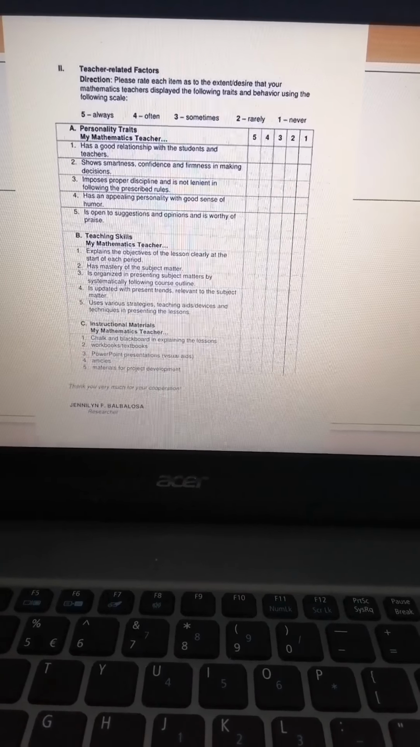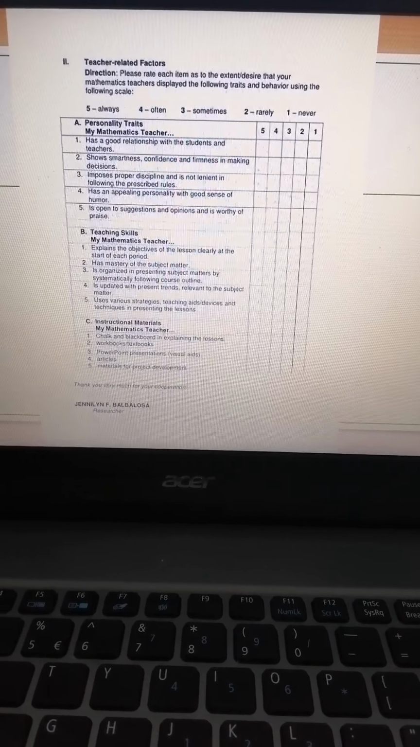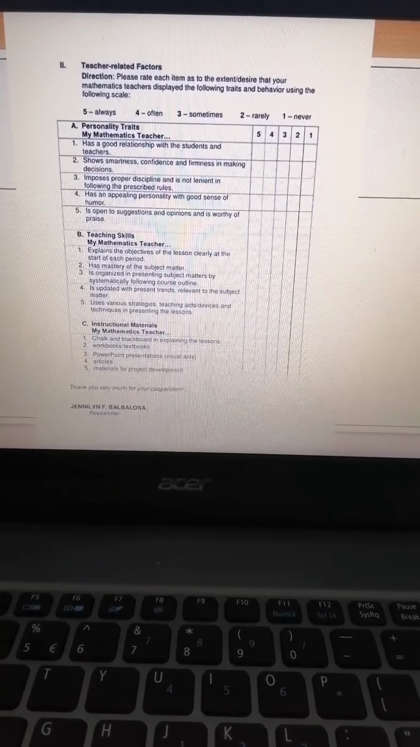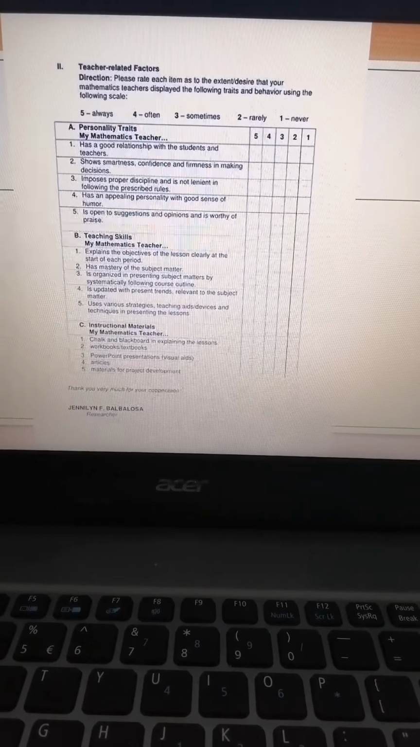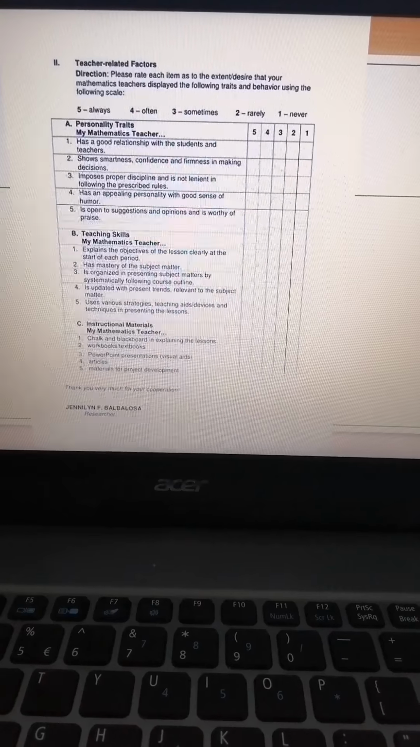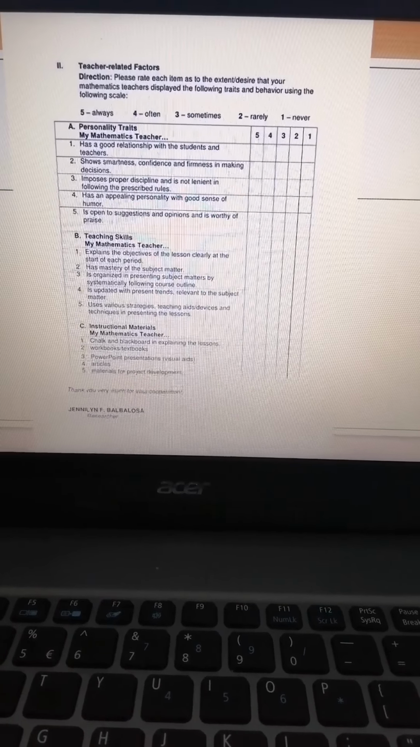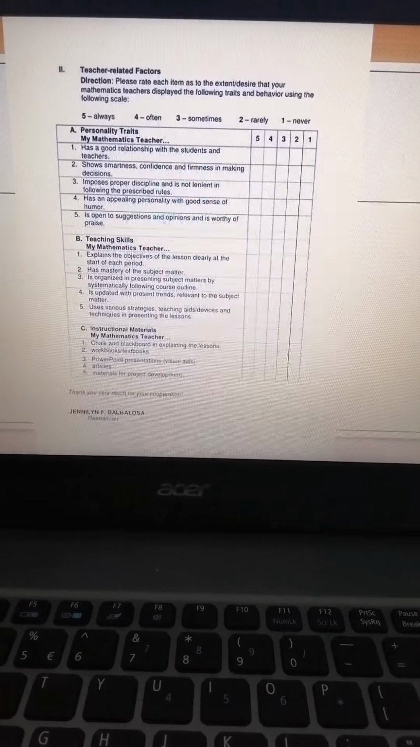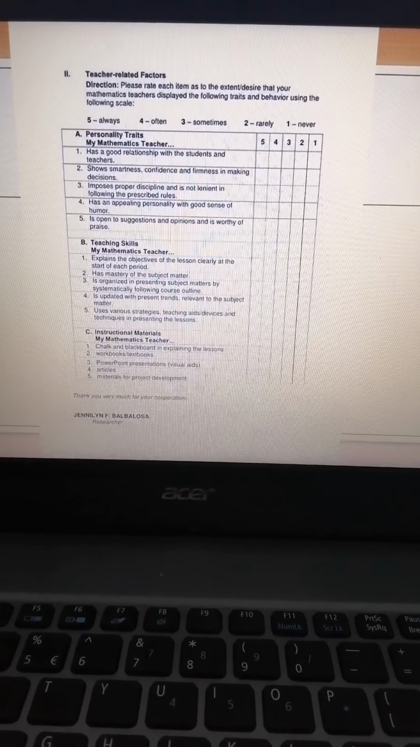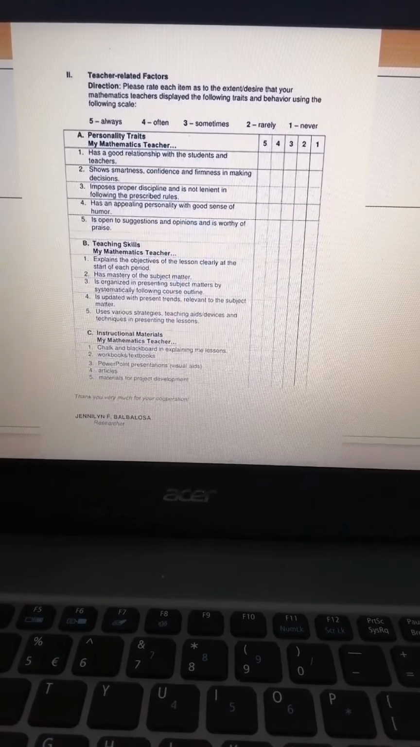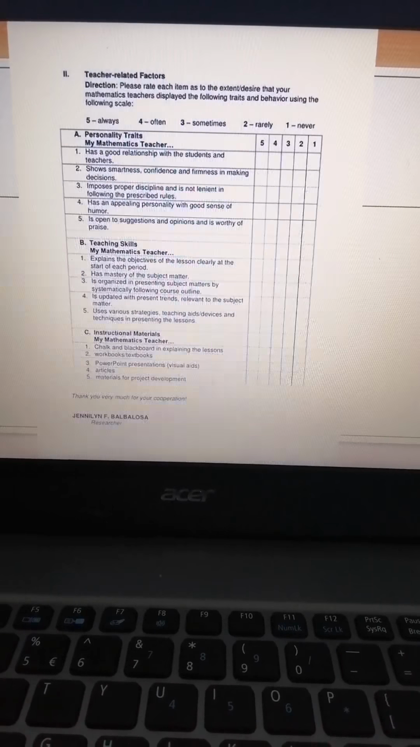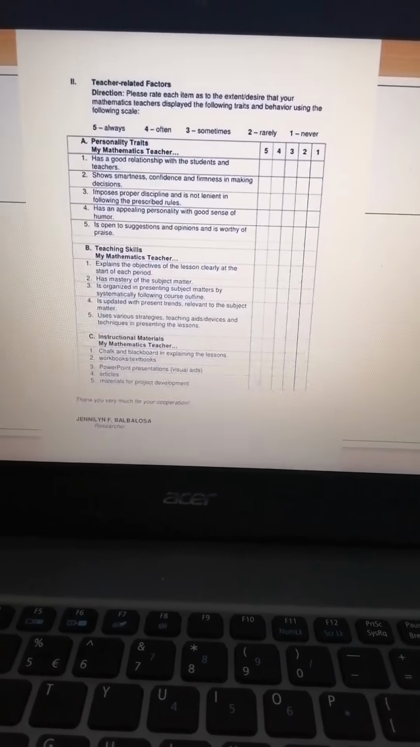For example, A, personality traits. My mathematics teacher has a good relationship with the students and teachers. So if the respondent believes in this statement very much, he or she will choose 5 as the score. And if the respondent does not believe in this at all, he might just give 1. So can you see here, the Likert scale options are fixed and it does not require the participants to give much detail or describe things in words.